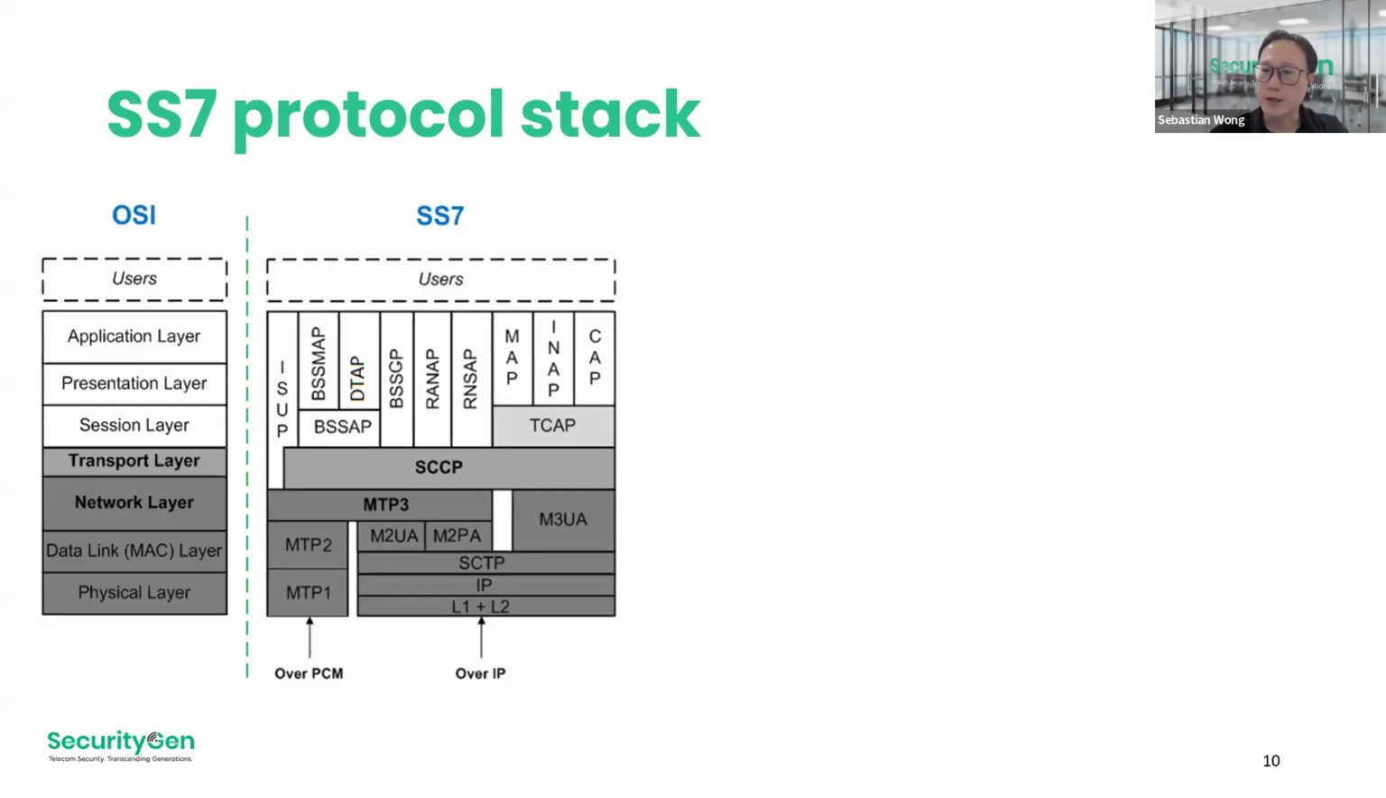I'm sorry to stop you again. Just wondering, since the previous slide you have mentioned the SS7 protocol has been around since 1975. It's such an old technology, right? So why is it still widely being used nowadays?